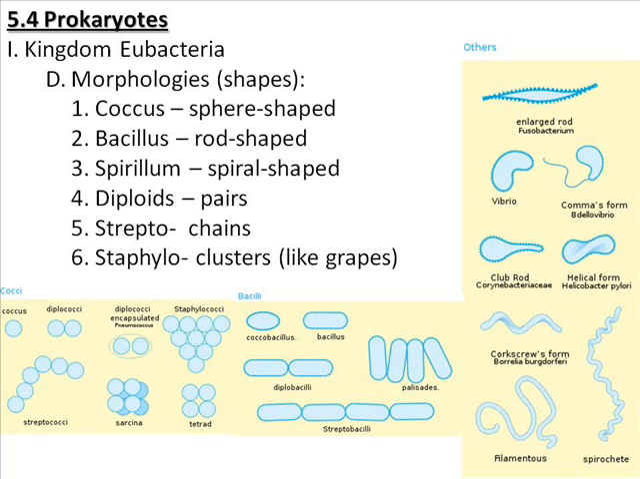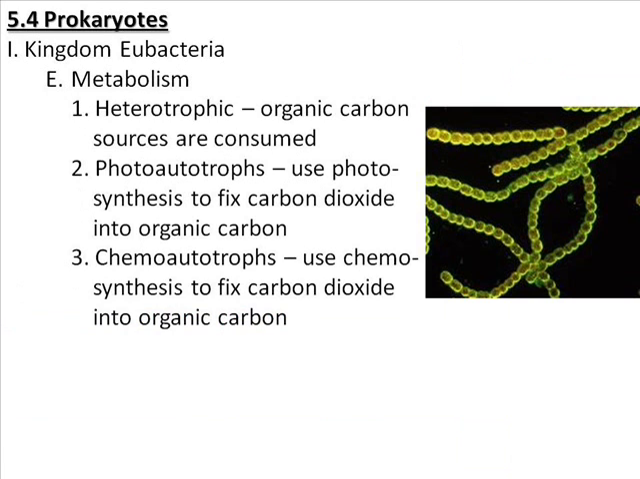Some of these names may be somewhat familiar to you. For example, if you know that you have an infection of strep throat, that's because you have streptococcus bacteria that is infecting your throat and making it extremely sore and making you sick. That is a long chain of round bacteria that causes streptococcus. There's also staphylococcus, which gives us staph infections, which can be pretty dangerous. So these are all different morphologies or shapes of bacteria.